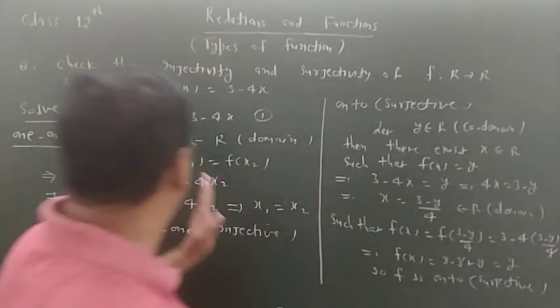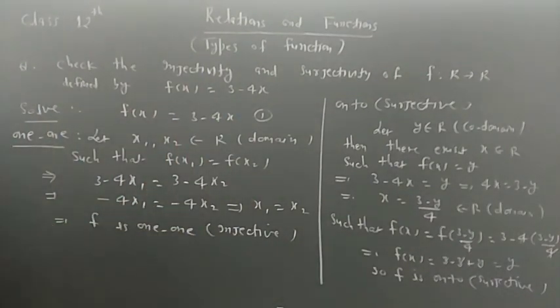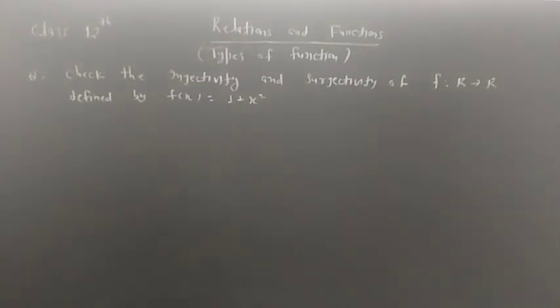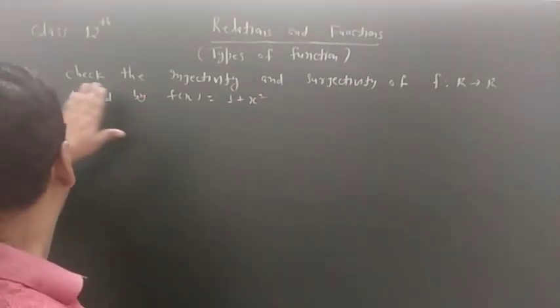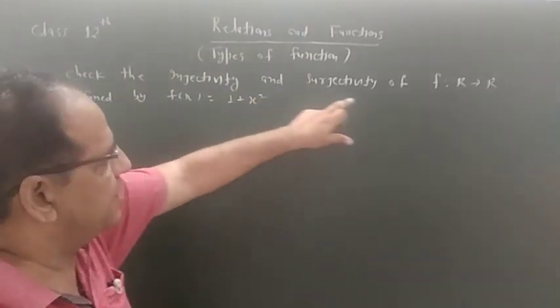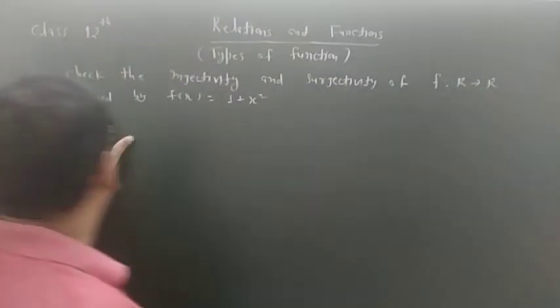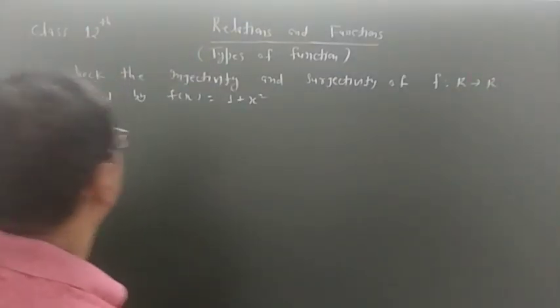So this is the problem based on types of functions. Now I am taking one more problem based on types of functions. The question is: check the injectivity and surjectivity of the function from the set of real numbers to the set of real numbers defined by f(x) = 1 + x^2.